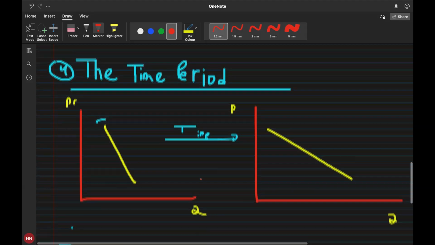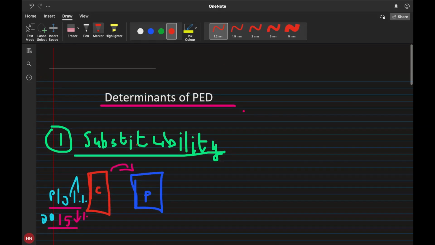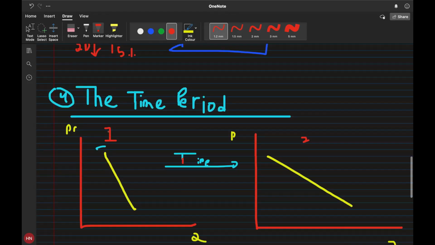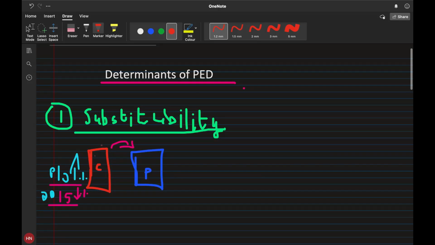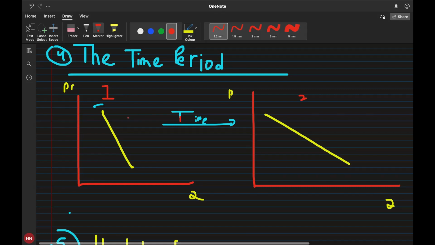Then the fourth determinant is time. Let's say this is time period 1, this is time period 2, and initially in time period 1, the demand for the good is more inelastic, right? Since people then try to find substitutes, as we discussed in point number 1. And so let's say people didn't really know about Pepsi as a substitute to Coke. They took their time, and through that time they realized that okay, Pepsi is the substitute for Coke, and so we can consume Pepsi if the price of Coke goes up. And so the demand becomes more elastic. This is true for all goods, and so it becomes more elastic in the long run.